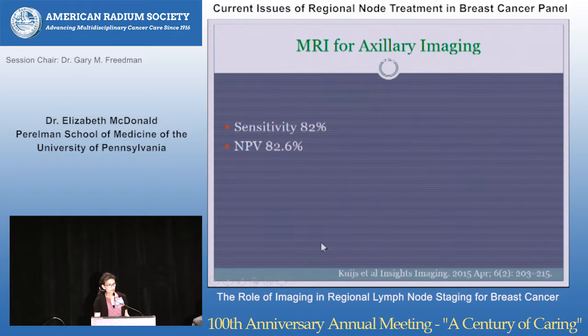So going there, MRI, this is another SAM question, sensitivity of 82% for a positive lymph node. Why isn't it 100%? Because lymph nodes can look morphologically and structurally normal and still have micrometastatic disease.